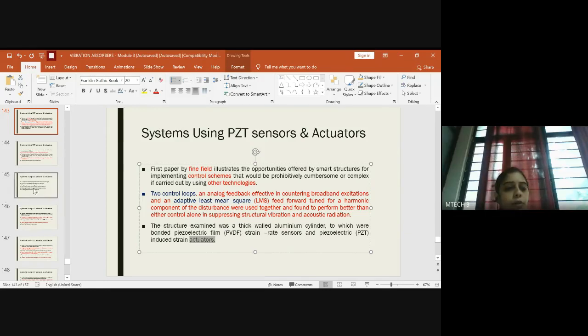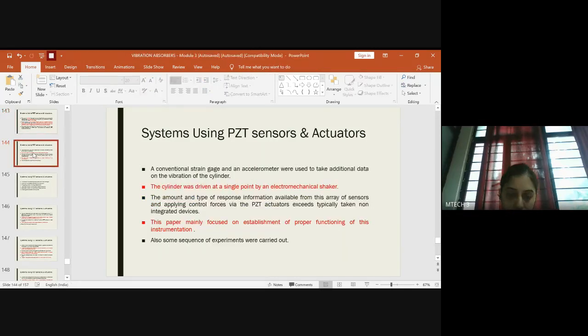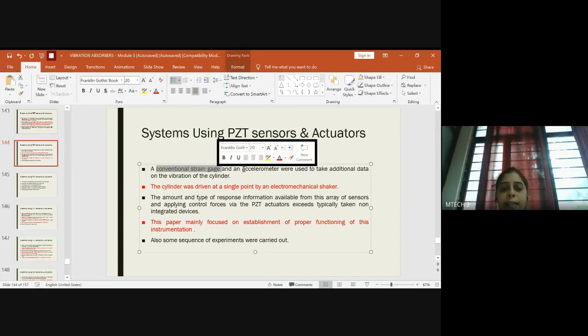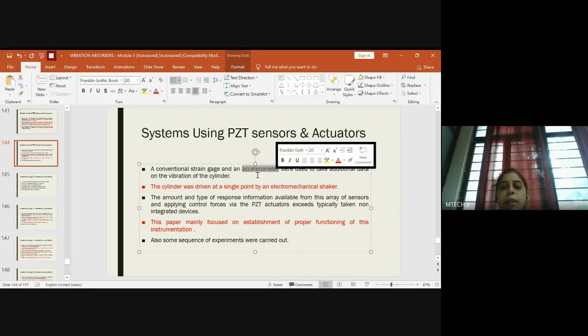Okay, so once you know how to make a smart structure based on the required application, we can move further, right? Apart from that, in the cylinder, vibration also comes into the picture. So what he did is he used a conventional strain gauge and an accelerometer, so that these two instruments will help us to take the additional data.